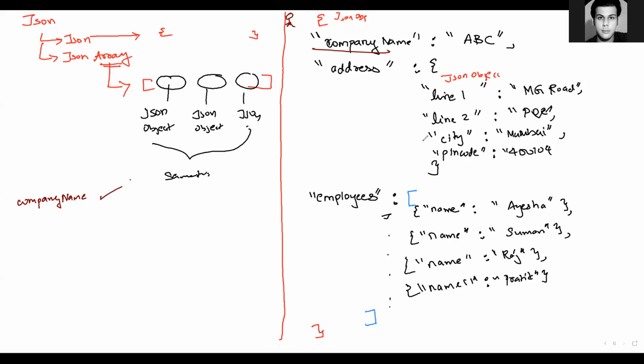Now you say that you want the city value over here. You want city to be in the picture. So what will be the parsing that we will be doing? I'll be writing address dot city. This part is also taken care of. Now I ask that I want the value Suman to be in the picture. Okay. So what should I write? Take a wild guess. What will come into the picture? Employees dot name.